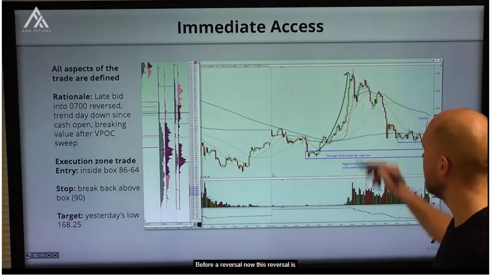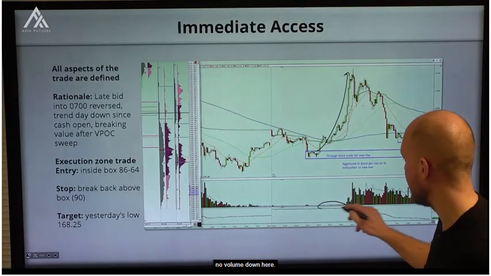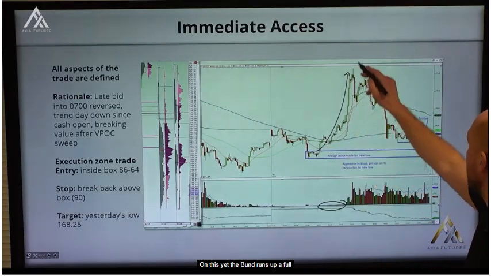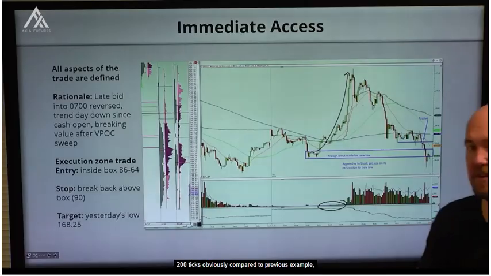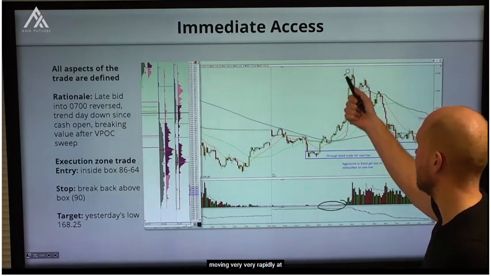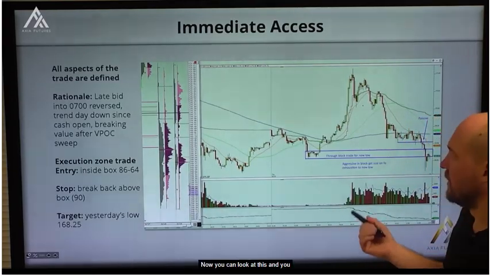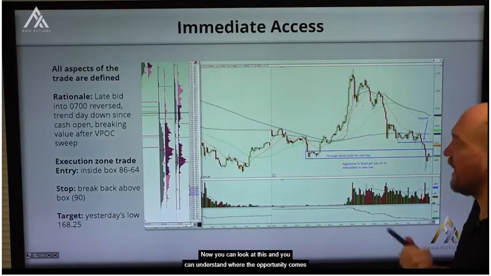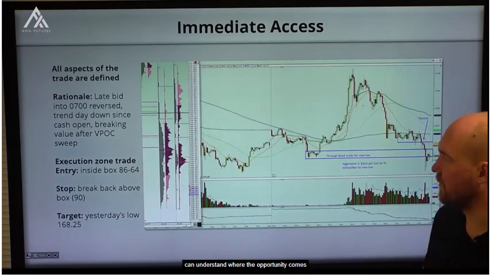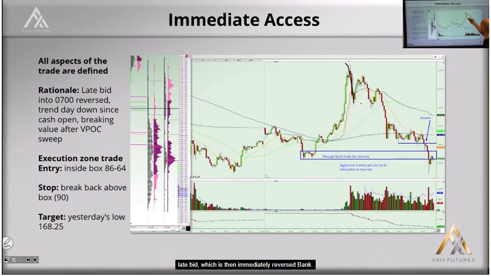Now this reversal is in the overnight trade. So pretty light volume reversal. You look, there's no volume down here on this, yet the Bund runs up a full 200 ticks. Obviously compared to a previous example, this is a much higher volatility environment. Market is moving very, very rapidly at this point in time. Now, you can look at this and you can understand where the opportunity comes, the rationale behind it. You get this late bid, which is then immediately reversed, bang. And we then get a trend day down. So the market is now trending down.